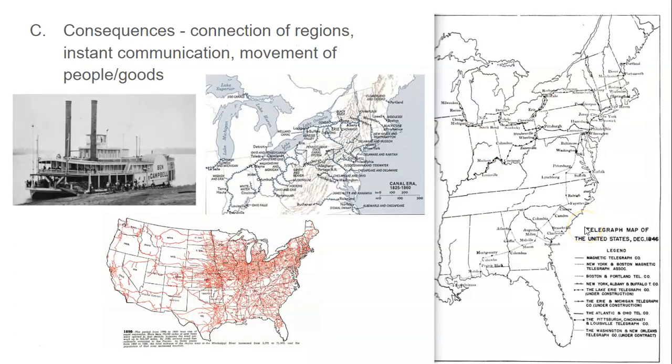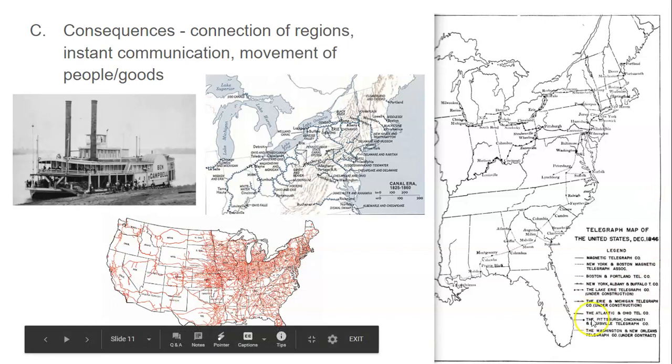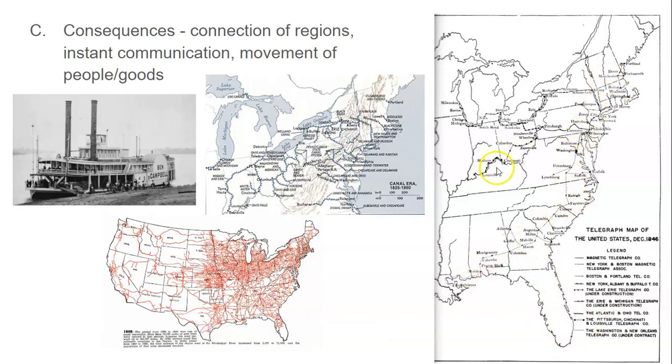Okay, so what are the consequences for the connection of the regions? Well, we have instant communication that's going to help people talk between huge geographical distances for the first time. This is the first time in history where you see people being able to talk to each other instantly over hundreds of miles. Now we kind of take that for granted, but back then it was definitely new. So here's a map of different telegraph lines in the United States in the 1840s.